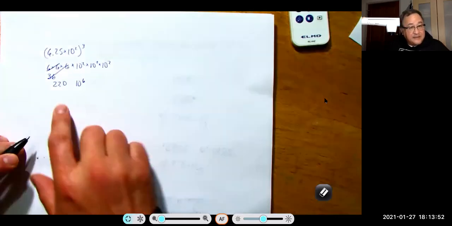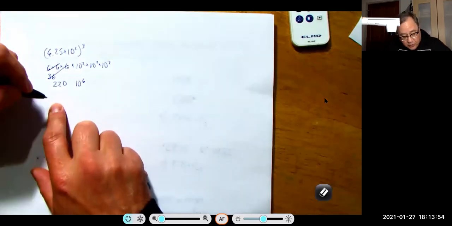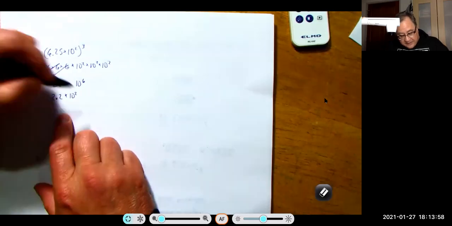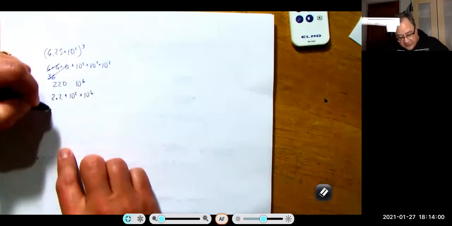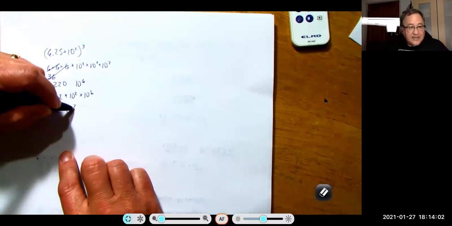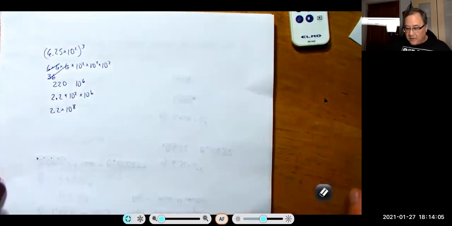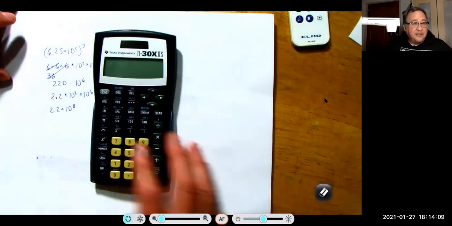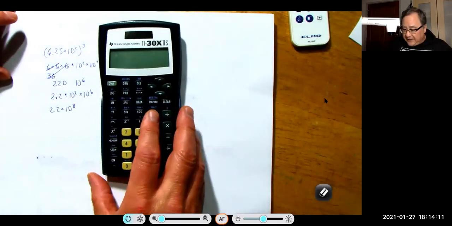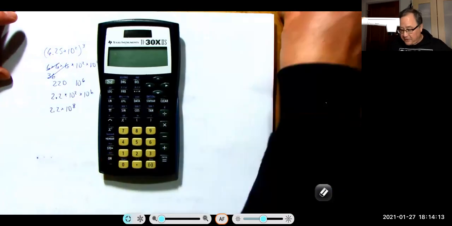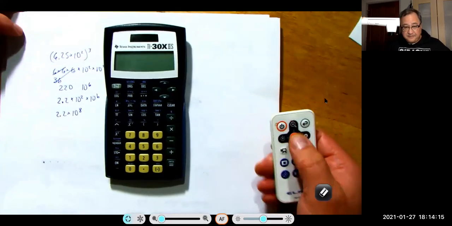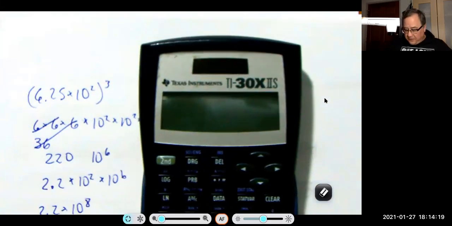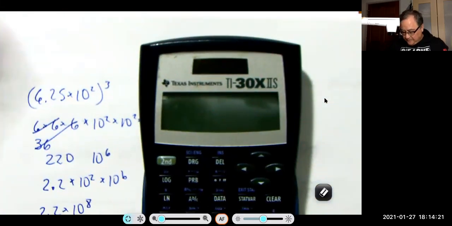And if we write this in scientific notation, it's 2.2 times 10 squared times 10 to the 6th. So we get 2.2 times 10 to the 8th. And that's my estimate. Now, what I want to do is show you how to enter this number into your calculator so that you can do this fairly easily. And what I'm going to do here is zoom in. And hopefully you can see my calculator.